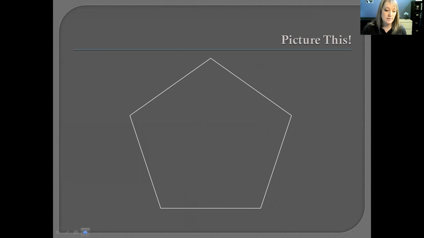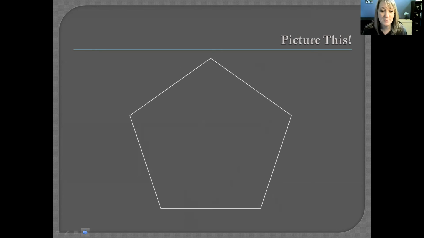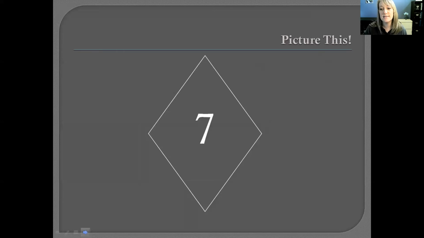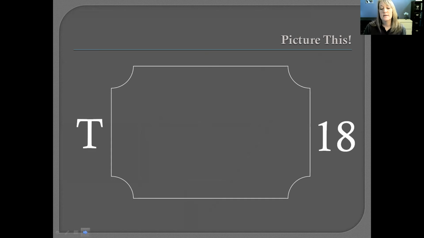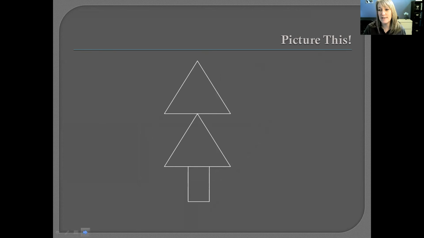All right, now here's stepping it up a notch. Did you get that one from this or this? Whoops, did I go backwards? Yeah, I went backwards, sorry. Okay, next one. Yeah, diamond with a 7 in it. The next one was a circle with an R on top. I don't know what you'd call that shape, a postage stamp maybe, with a T on the left and an 18 on the right. A circle right next to a square touching, and kind of like a tree.